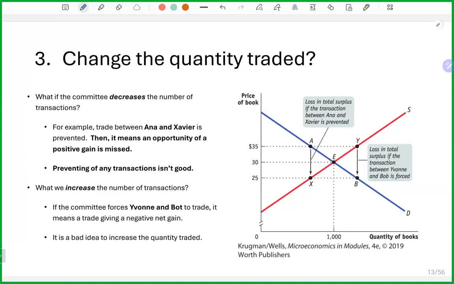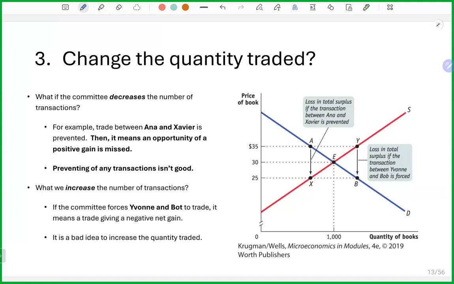Then this is a transaction that hurts them. Why? Because Ivan's valuation is $35, and it's reallocated to Bob, whose valuation is only $25. It's not a beneficial transaction. They don't produce any mutually beneficial transaction. So they lose when they are forced to make a transaction.